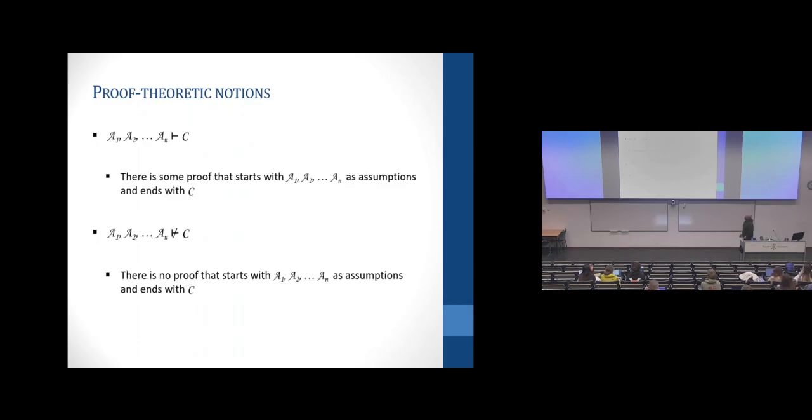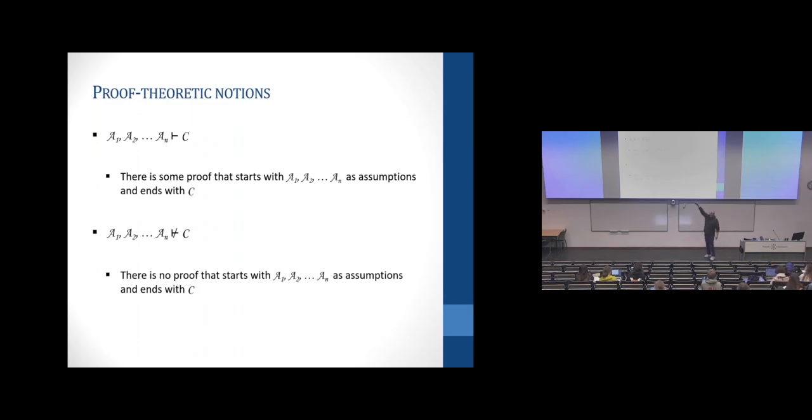So to say A1 through AN, single turnstile C, that tells us that there is some proof, or there's some possible proof, that starts with A1 through AN as assumptions, and ends with C. You've been doing this already. Right? We've been writing it down as kind of an argument with a little therefore symbol, right, the 3 dots, but we could have been writing it with this single turnstile instead. It just tells you, hey, you can start a proof taking A1 through AN as your initial assumptions, draw your assumption line, and then you can construct a proof using the rules that ends with C.